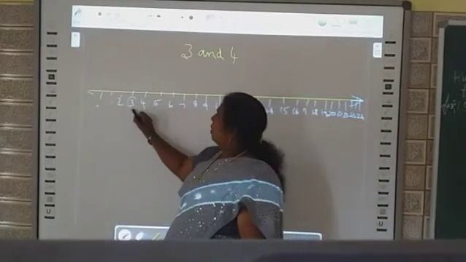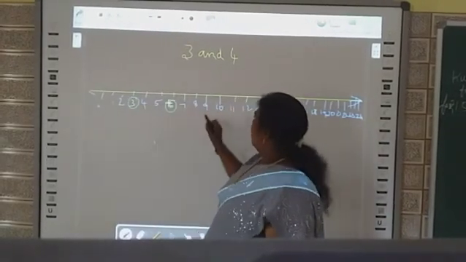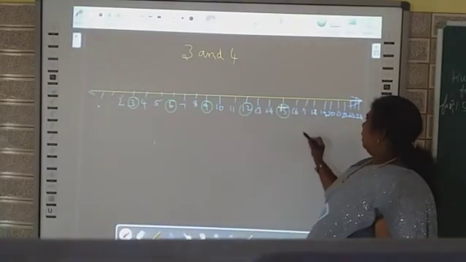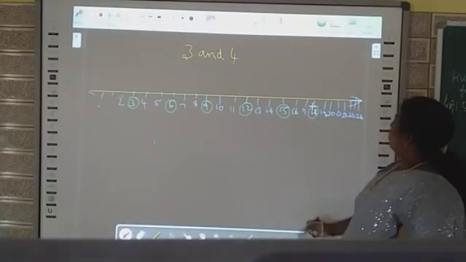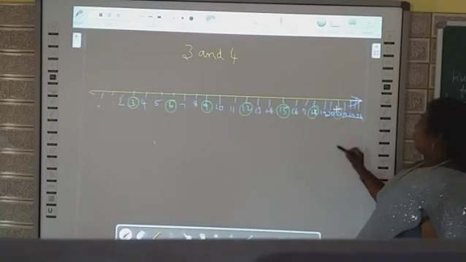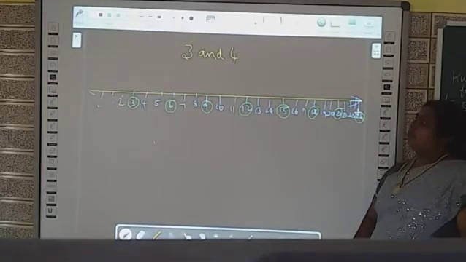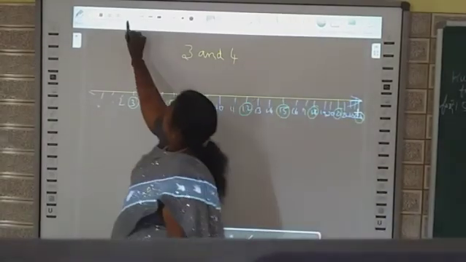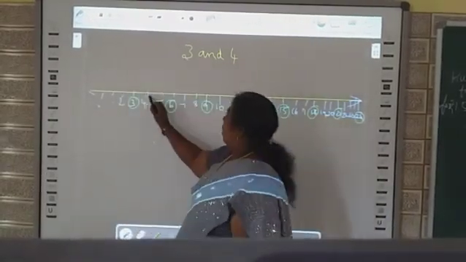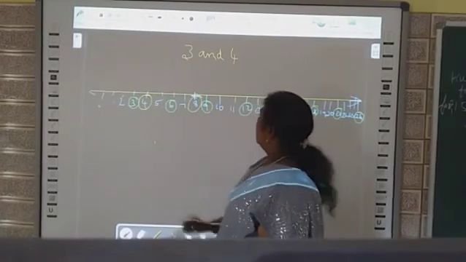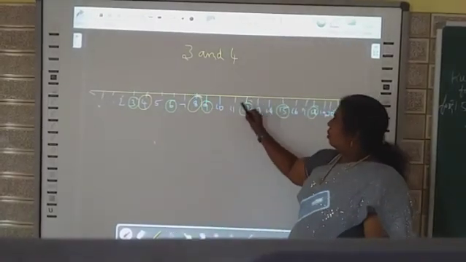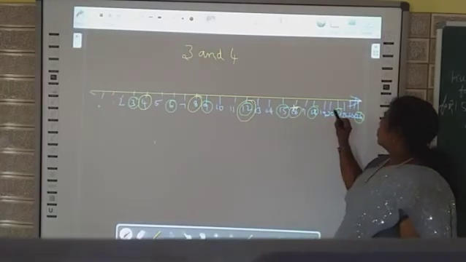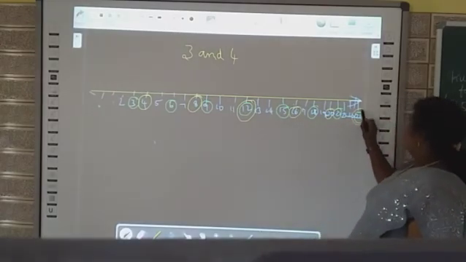1 3 is 3, 2 3s are 6, 3 3s are 9, 4 3s are 12, 5 3s are 15, 6 3s are 18, then 7 3s are 21, 8 3s are 24. Then next is the fourth table. 1 4 is 4, 2 4s are 8, then 3 4s are 12, then 4 4s are 16, 5 4s are 20, 6 4s are 24.